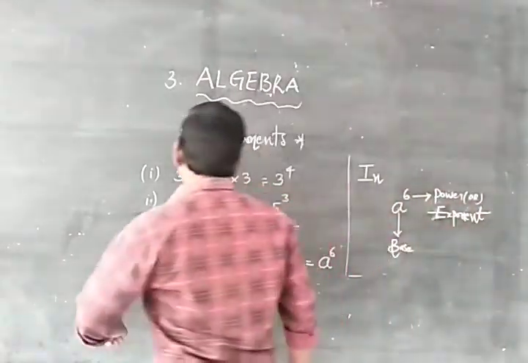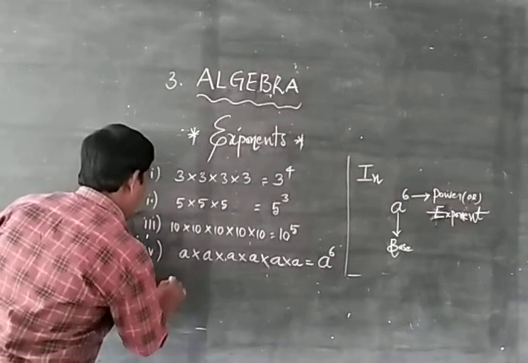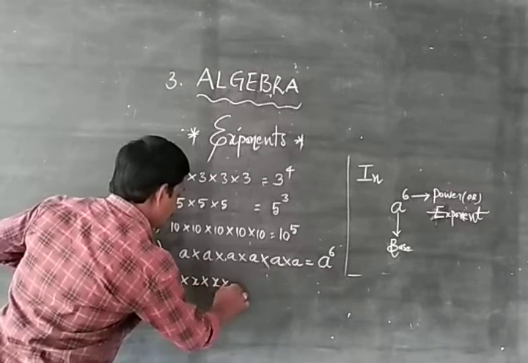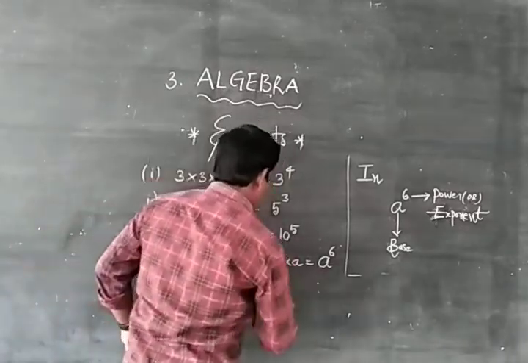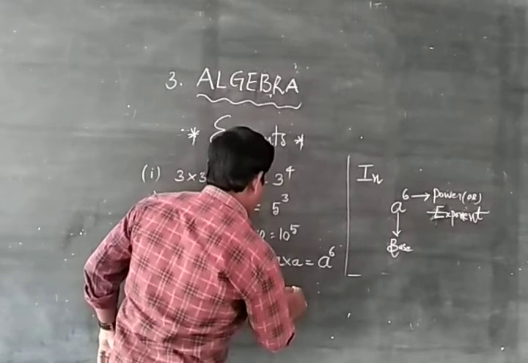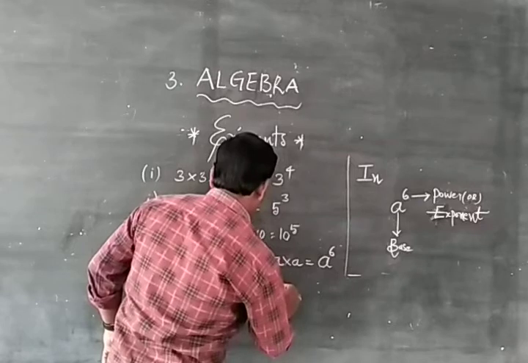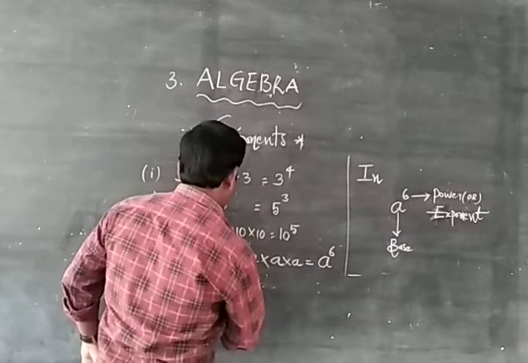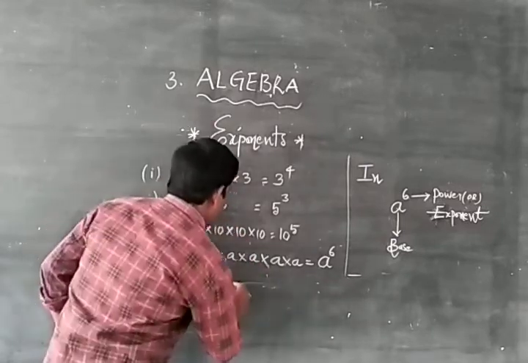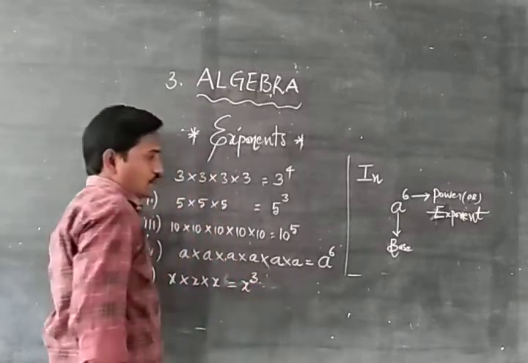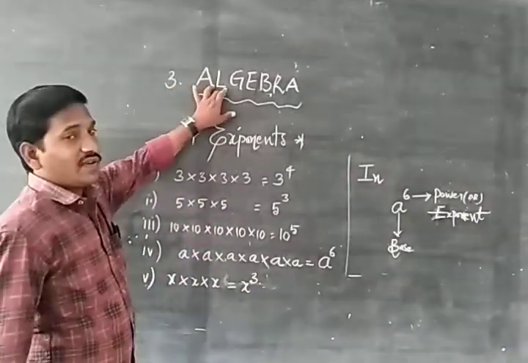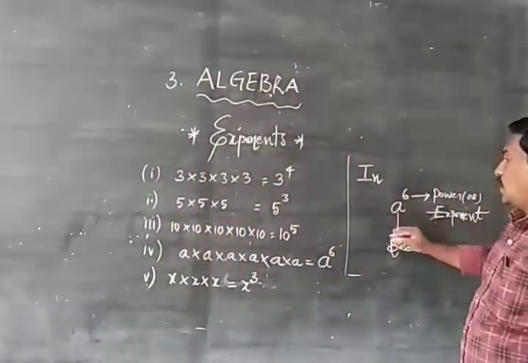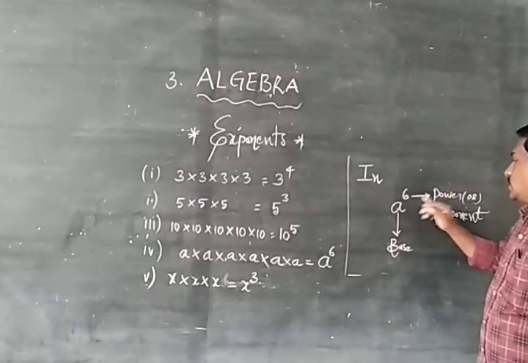And also we can write x into x into x, this is x cube. This is all in the concept of algebra. We are going to learn about exponents. This is the basic rule of exponents. In A power 6, A is called the base, 6 is called the power.